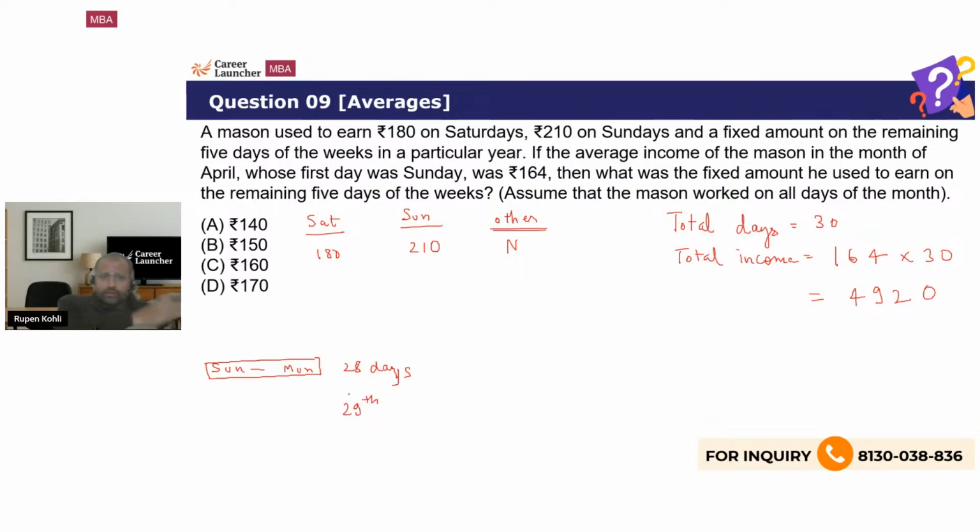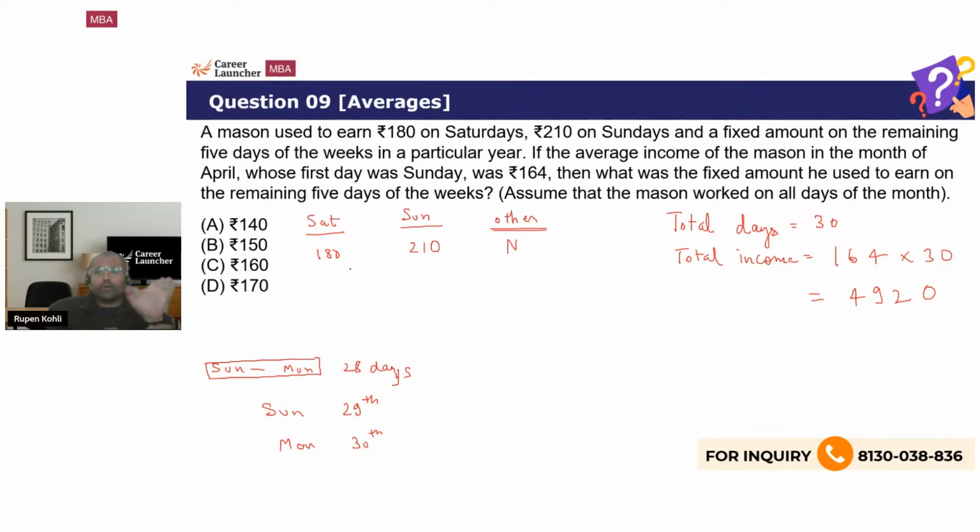And then what will be the 29th day? So we are going from Sunday to Monday. Then the next cycle will again start from Sunday. And then the 30th day would be Monday. So basically the 2 days which are going to repeat 5 times are Sunday and Monday.